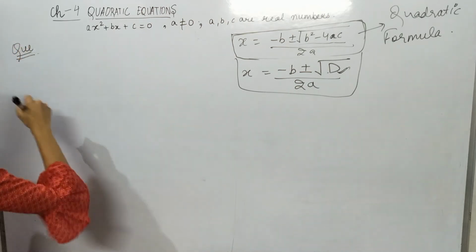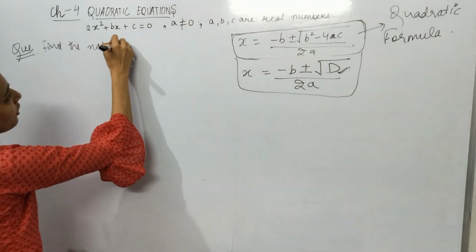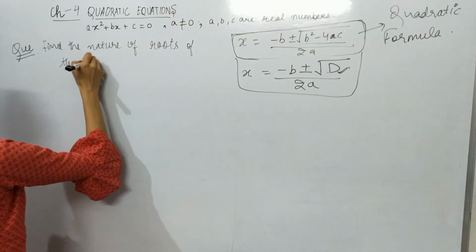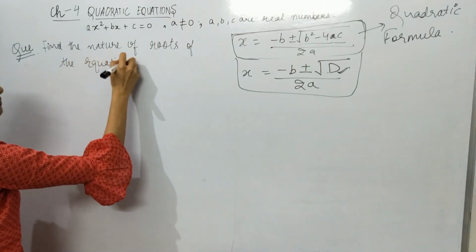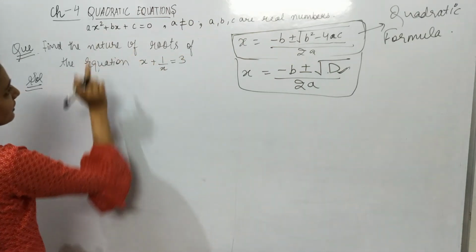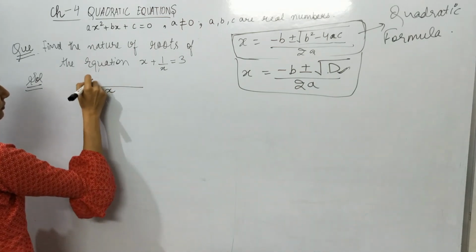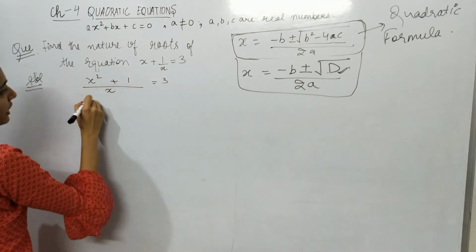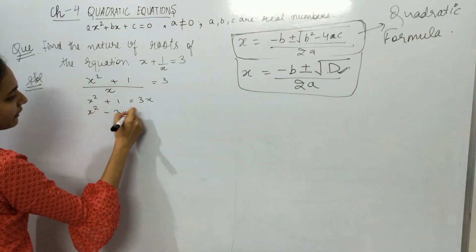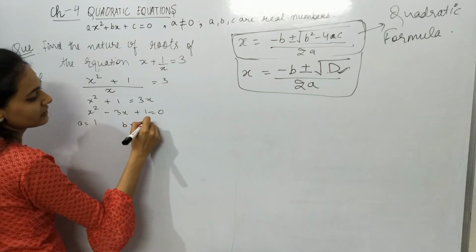We'll take one question. Find the nature of roots of the equation x plus 1 by x equal to 3. Firstly, we have to make this equation in this form. That means we will take LCM first. We take everything to this side, we get this. So in this, a is equal to 1, b is equal to minus 3, c is equal to 1.